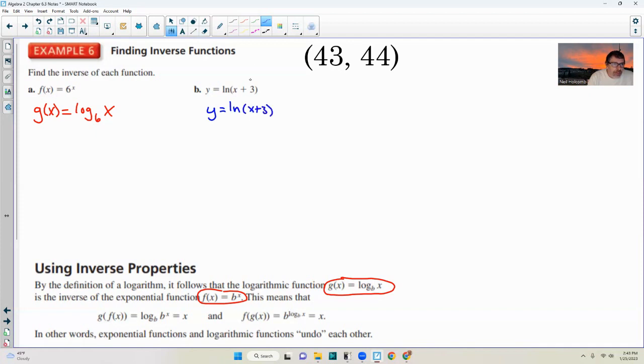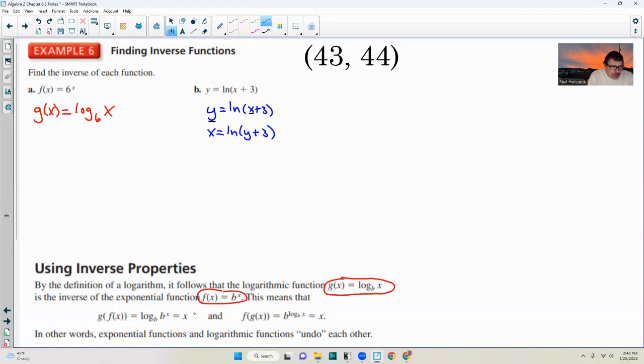And when we're finding inverses, we switch x and y. So now it's going to be x equals the natural log of y plus 3. So you switch the x's and the y's, and then you try to get y by itself. So the natural log of y plus 3, well, how do I get rid of the natural log of something?